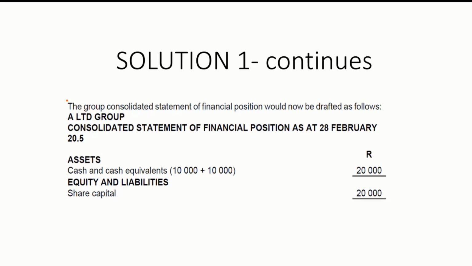Do you understand? Good. Any questions before I move on? You understand why we only have cash and cash equivalent of 20,000 and share capital of 20,000. The others have been eliminated. The process was that we combined them on a line-by-line basis and we made a journal entry to take them out. We credited investment of 10,000 and we debited share capital of 10,000. We eliminated it. Good.